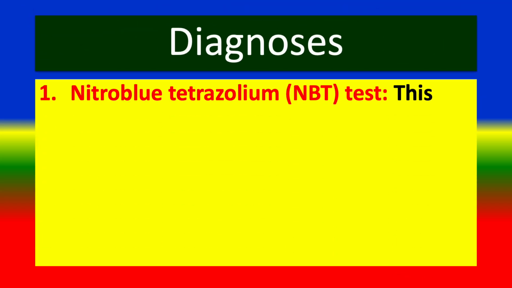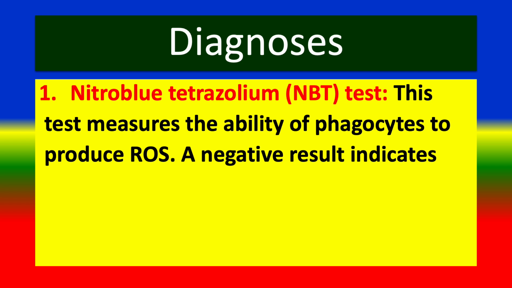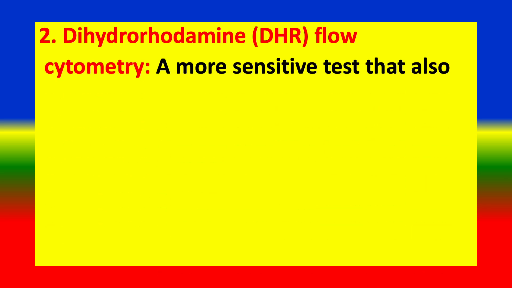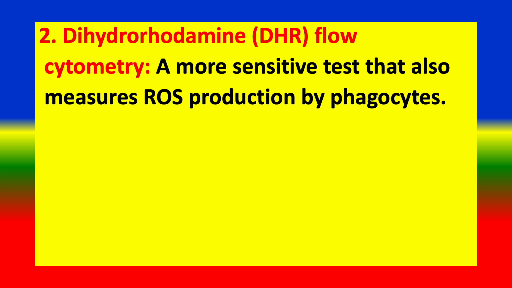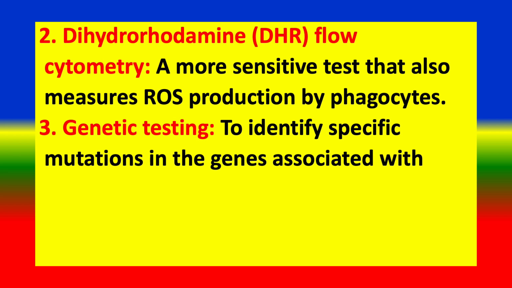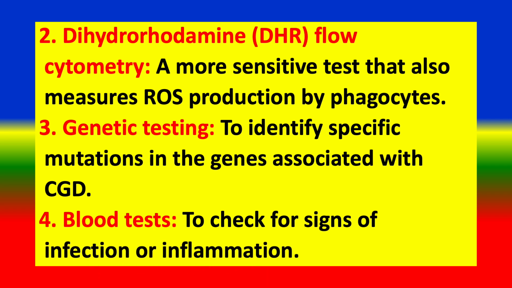Diagnosis: 1. Nitroblue tetrazolium test, NBT test. This test measures the ability of phagocytes to produce ROS. A negative result indicates CGD. 2. Dihydrorhodamine DHR flow cytometry, a more sensitive test that also measures ROS production by phagocytes. 3. Genetic testing to identify specific mutations in the genes associated with CGD. 4. Blood tests to check for signs of infection or inflammation.